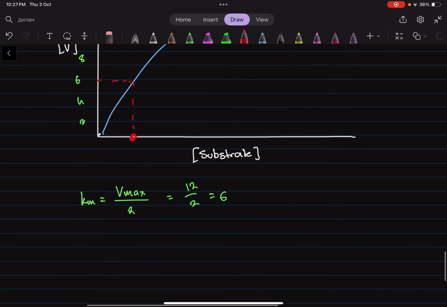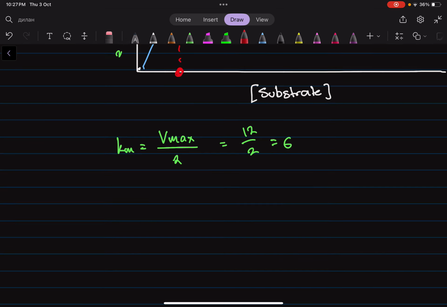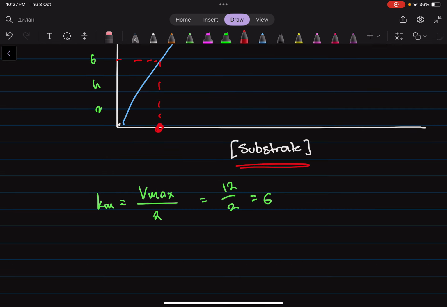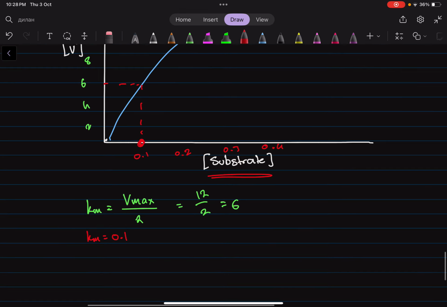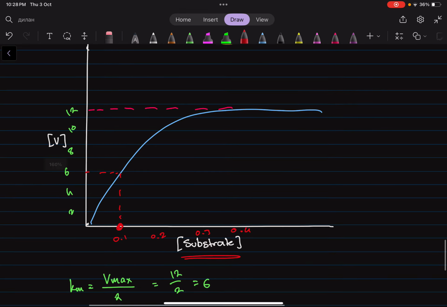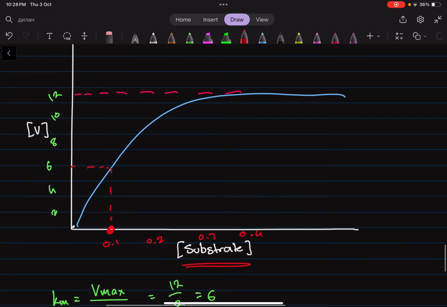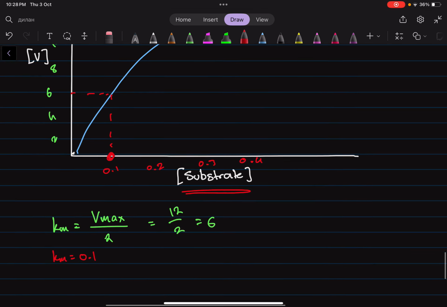So Km is a substrate. It will be a substrate value, which means, I don't know, say it's like 0.1, 0.2, etc. So that means Km is equal to 0.1 in this case, whatever units it would be. So then, yeah, that's just how to find Km.